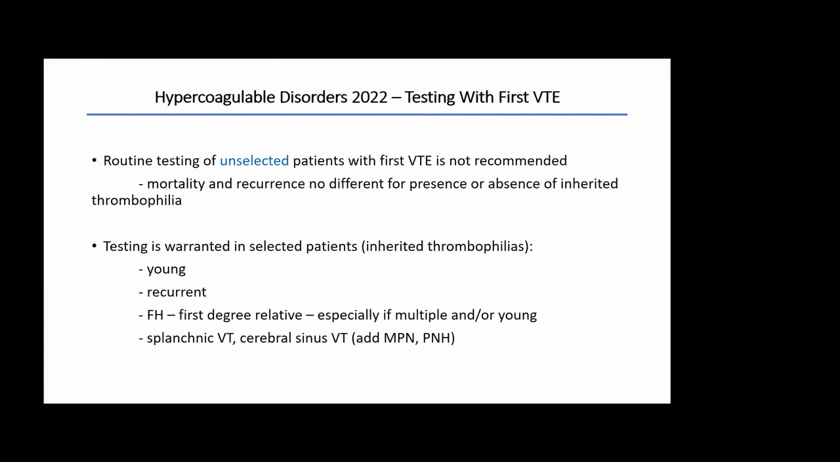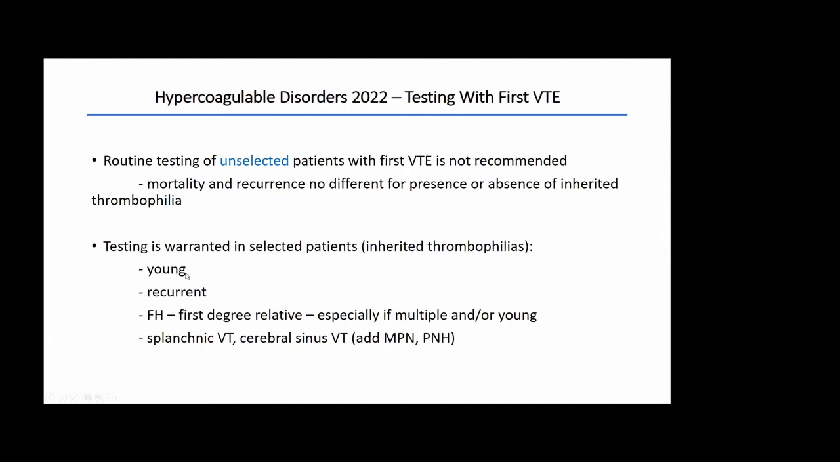Now, there are exceptions even to that, but the reason for that is that mortality and recurrence after you make the diagnosis of venous thromboembolism and after you treat them appropriately will not be different between the presence or the absence of inherited thrombophilia. A lot of things will be different though. And so sometimes in selected patients, it is appropriate to test for them.